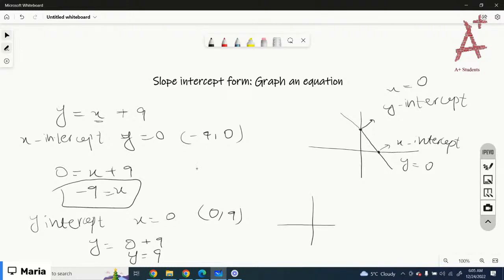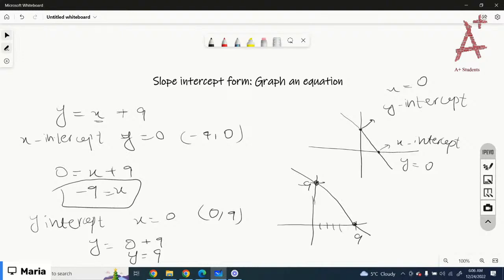So you can just plot these 2 points on the graph. X is 9, 1, 2, 3, 4. Let's suppose here is 9. Y is -9. So just join these 2 points and you'll get the graph of the equation. Got it? This is the graph of the equation.